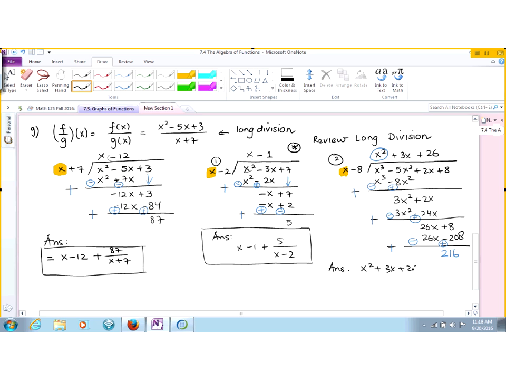X squared plus... All right. Yay, we're done. So the thing is, do you remember? Okay. All right. Good. That's what I want. Now, let's talk about the domain.